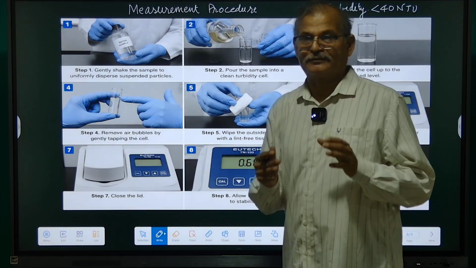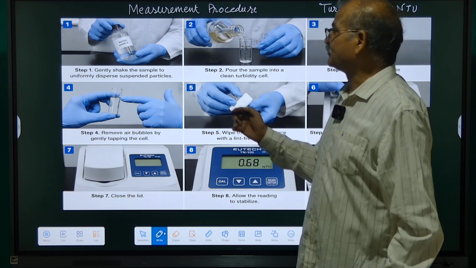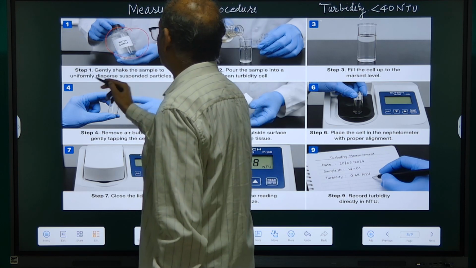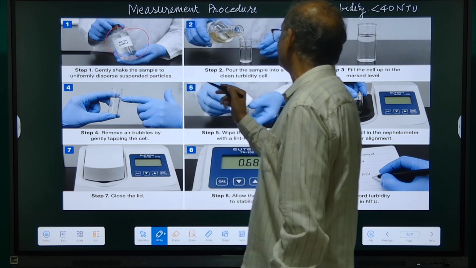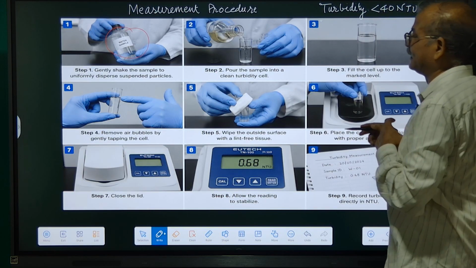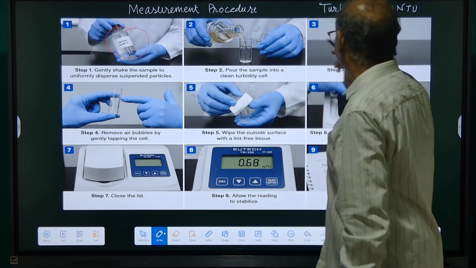Once the equipment is standardized with the standard solution, we go for our water sample, which we procure from the field. Gently shake the sample to uniformly disperse suspended particles. This procedure is for turbidity less than 40 NTU.